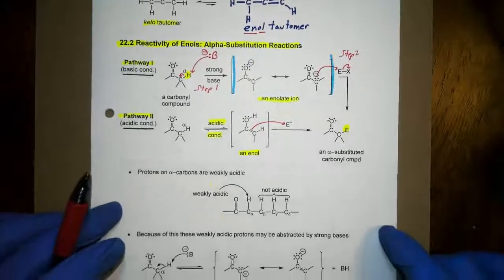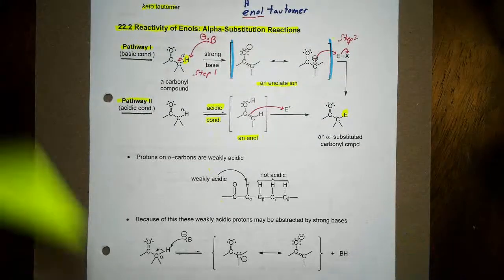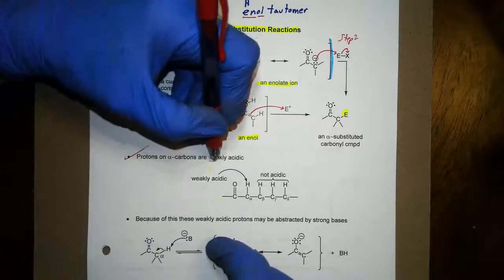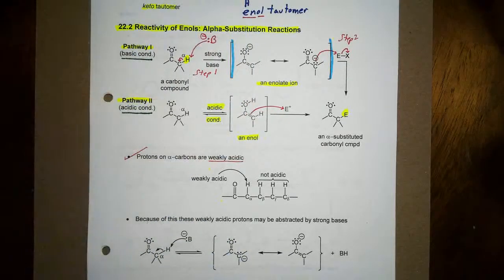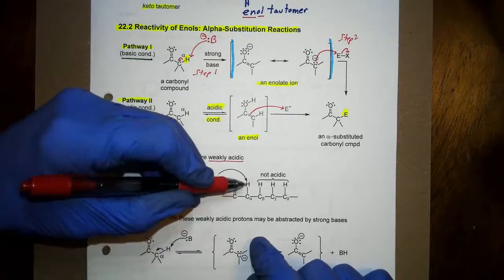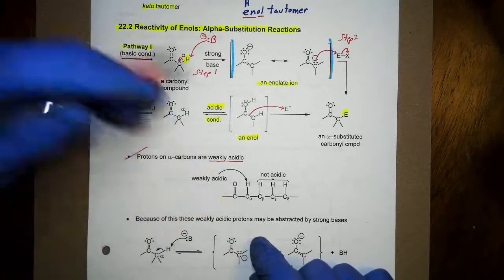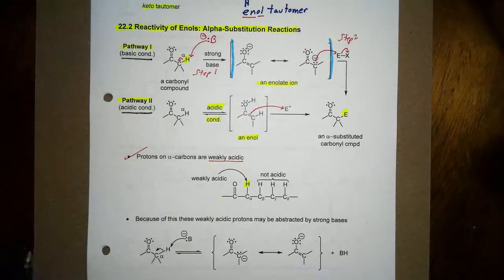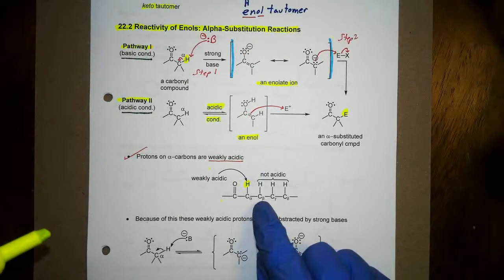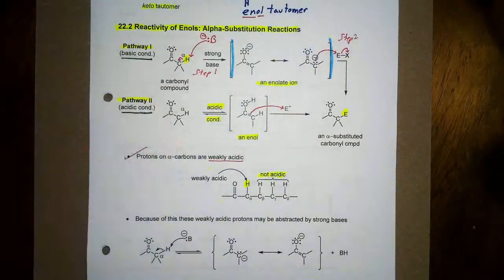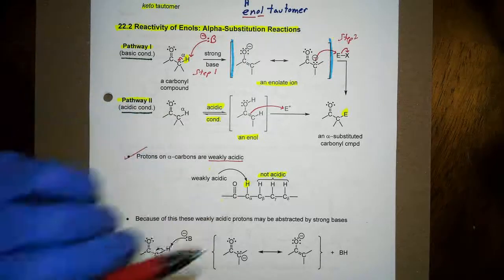Now, how is it that this happens all together? Well, the reason is because the protons on the alpha carbons are weakly acidic. In other words, if you are next to that carbonyl, which is the alpha carbon right here, and you have a base of sufficient strength, then you can take that proton off. But the protons on beta, gamma, delta, all the way down the line, folks, these are not acidic. So you're not going to be able to pull those off with the base, but you can these.